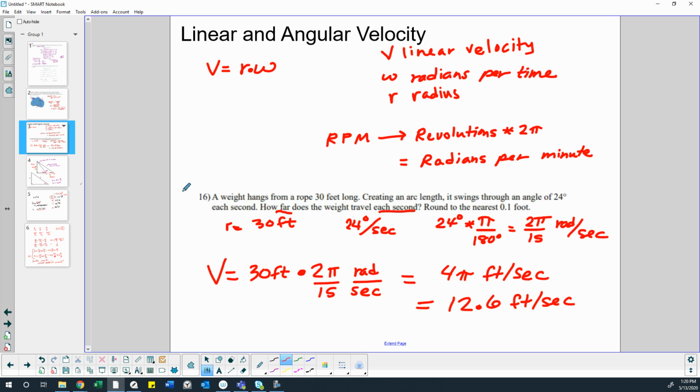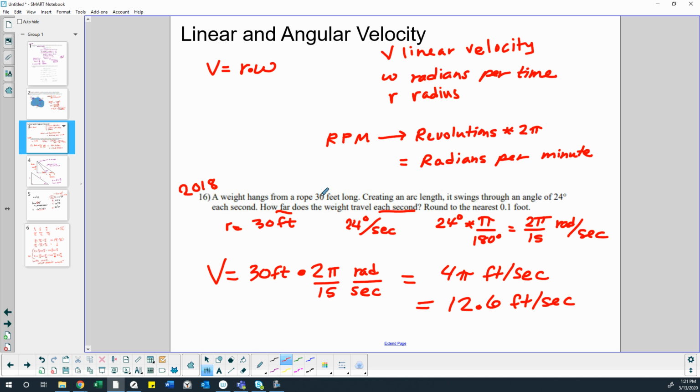Okay, so we did look at this 2018 final exam question number 16, which is kind of a little different than maybe what you'll face on your final if it's given to you in radian or revolutions per minute, which is why I went over this. However, it's still using this formula.